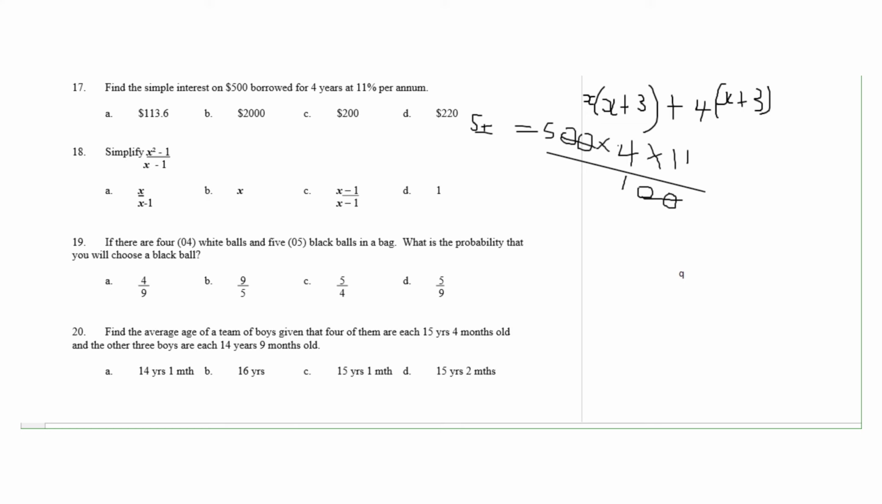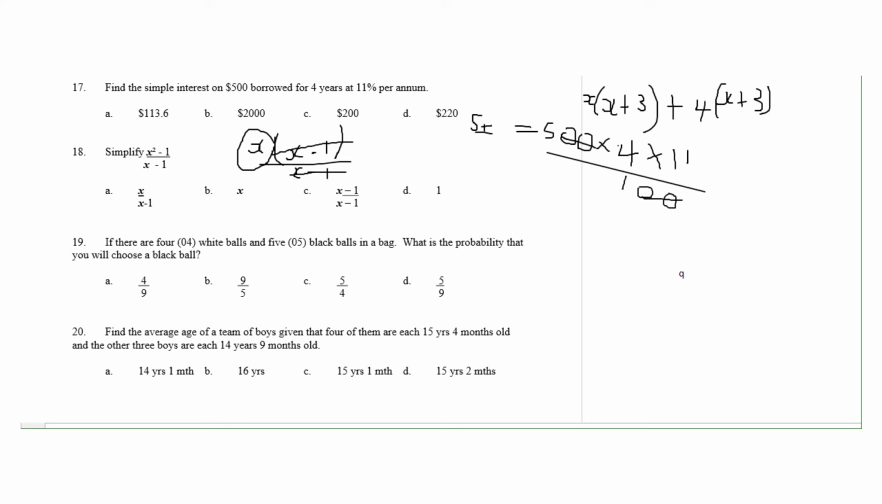And this one now says we're supposed to simplify this, x squared minus 1. That's simply x in brackets, x minus 1, all over x minus 1. So right away we can see that we're left with only x. So the answer here is x.